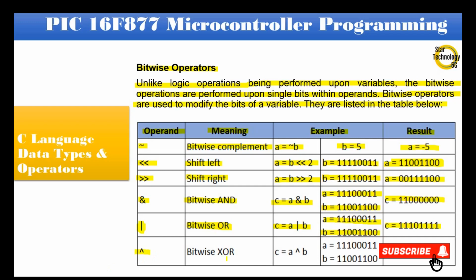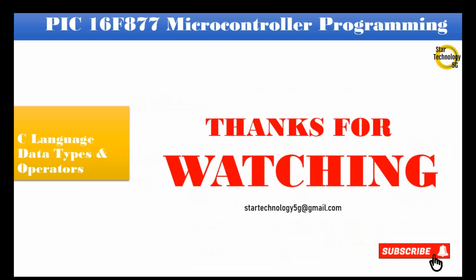Operand caret, meaning bitwise XOR. C equals A XOR B. It will perform an XOR operation with A and B and store the result in C. If A equals 11100011 and B equals 11001100, result is C equals 00101111.